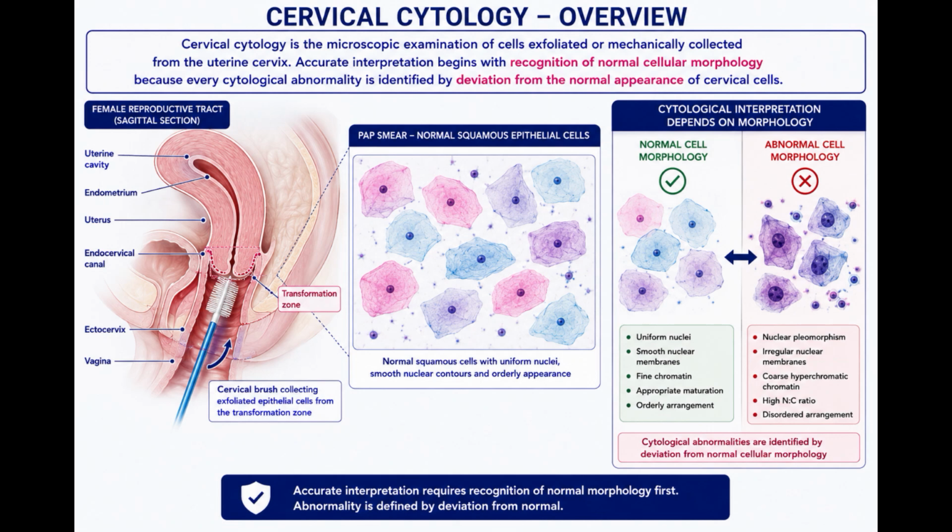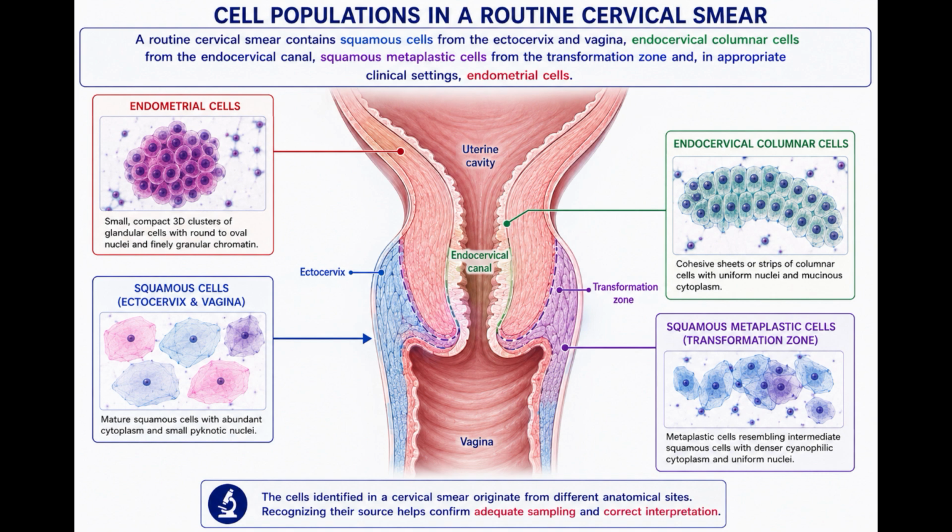Normal cervical cytology. Cervical cytology is the microscopic examination of cells exfoliated or mechanically collected from the uterine cervix. Accurate interpretation begins with recognition of normal cellular morphology because every cytological abnormality is identified by deviation from the normal appearance of cervical cells. A routine cervical smear contains squamous cells from the ectocervix and vagina, endocervical columnar cells from the endocervical canal, squamous metaplastic cells from the transformation zone, and, in appropriate clinical settings, endometrial cells.